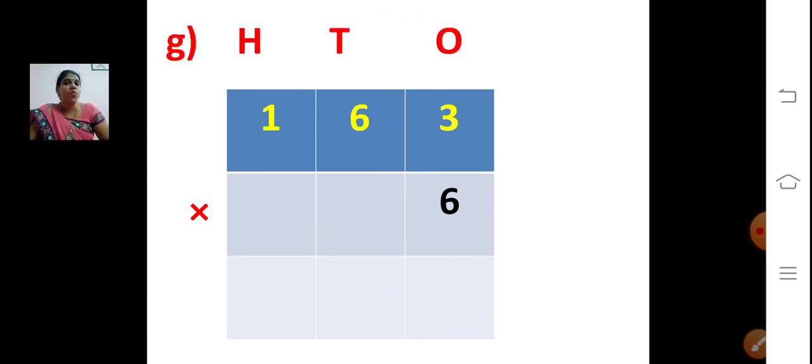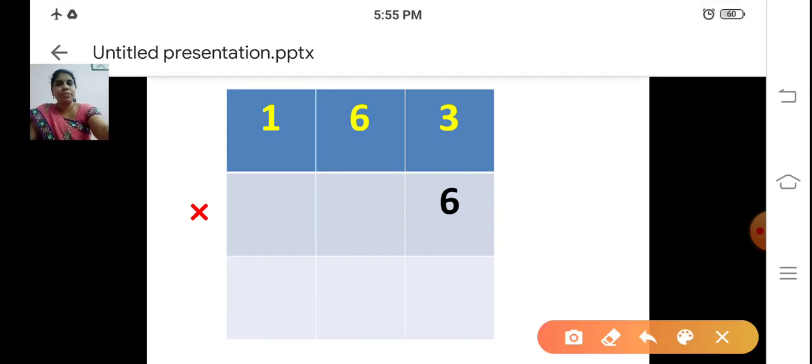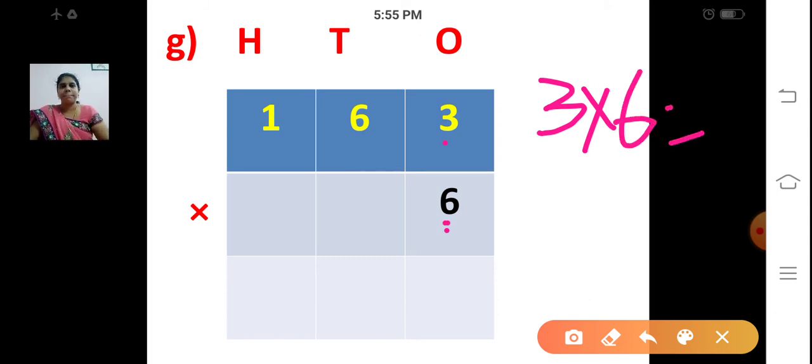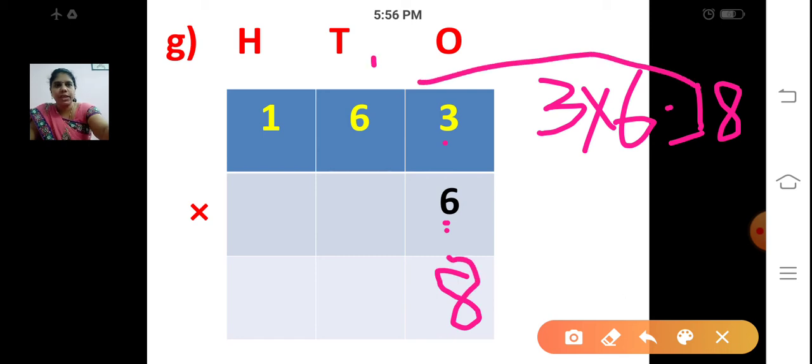Now, last one. We are going to multiply 163 by 6. Same way. First, we are going to multiply the digit at the ones place by 6. What digit do we have at the ones place now? 3. So, 3 into 6. 3 6s are 18. So, 8, write down below the ones place, and this 1 will be carried over to the tens place.